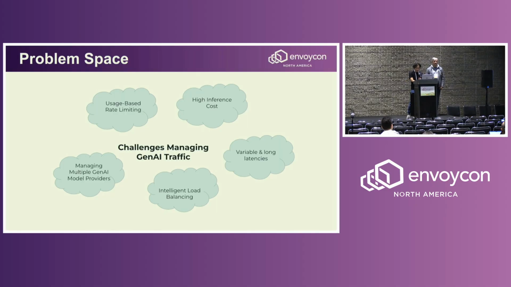There are a couple of notable examples of problems that we are trying to solve. They're not completely new to the AI space, but they're certainly common in AI and LLM traffic handling. One notable example is usage-based rate limiting. Unlike static traditional rate limiting, we need to do rate limiting based on computational cost. I'm going to do a deep dive on that one later.